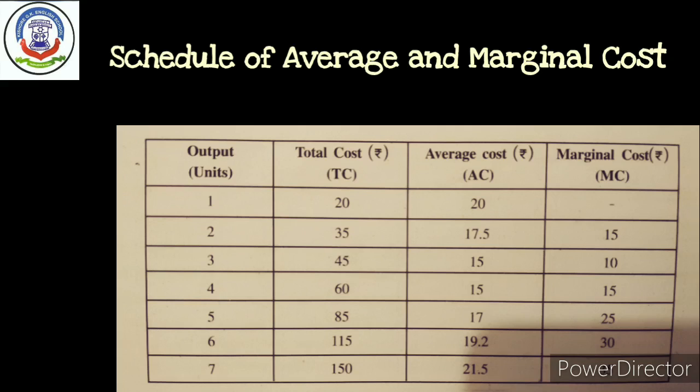When production is 4 units, total cost is 60, average cost is 15 (60 divided by 4), and marginal cost is 15 rupees: 60 minus the previous total cost 45. When production is 5 units, total cost is 85 and average cost is 17, which means total cost divided by production units, 85 divided by 5, equals 17 rupees.